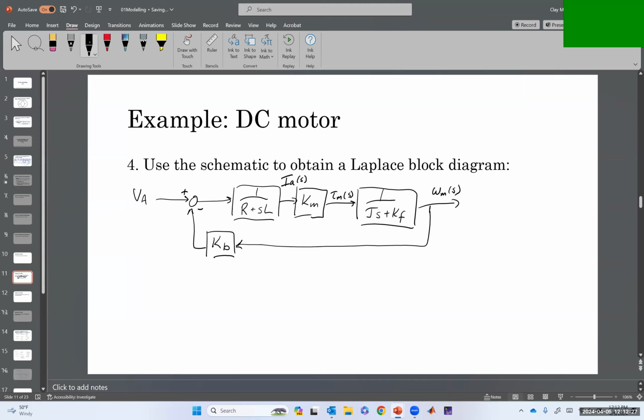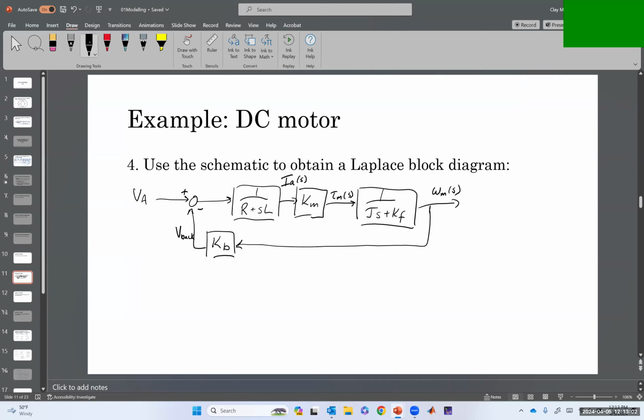Something like that. Across the top, we have the armature current, the torque generated by the motor, followed by the speed of the motor shaft. If I understand, the signal coming out of the Kb is the back EMF. That's right, so this would have been V back, if you wanted to call it that. Good. Any questions on how we got this? Okay.